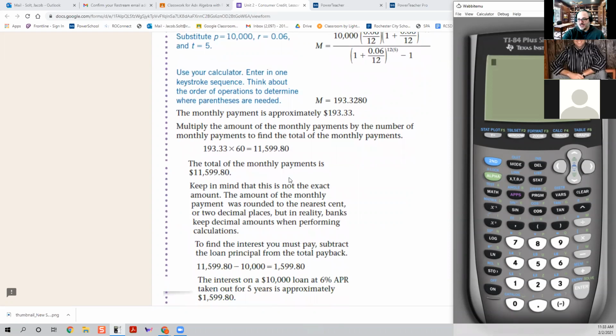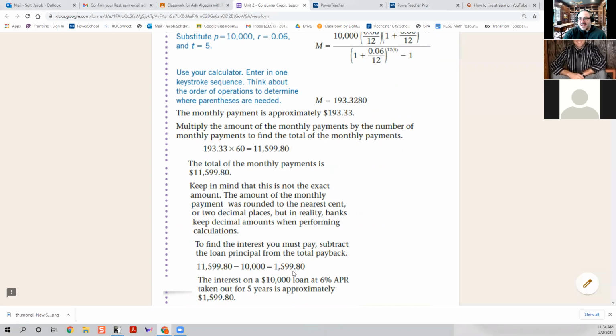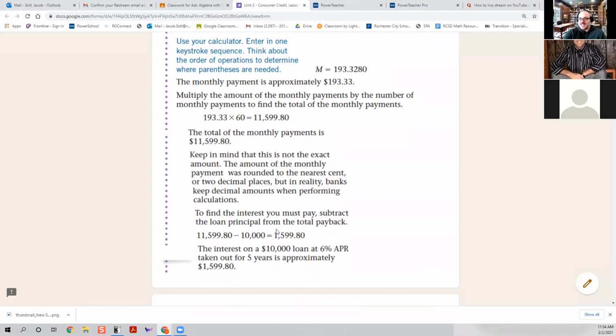So to find that interest, we're going to subtract. We're going to take how much you paid minus how much you borrowed. That's going to give us a number like $1,599.80. Well, that's the interest. That's the finance charge. This person who took out this loan is going to end up paying $1,599.80 as the final interest on that loan.